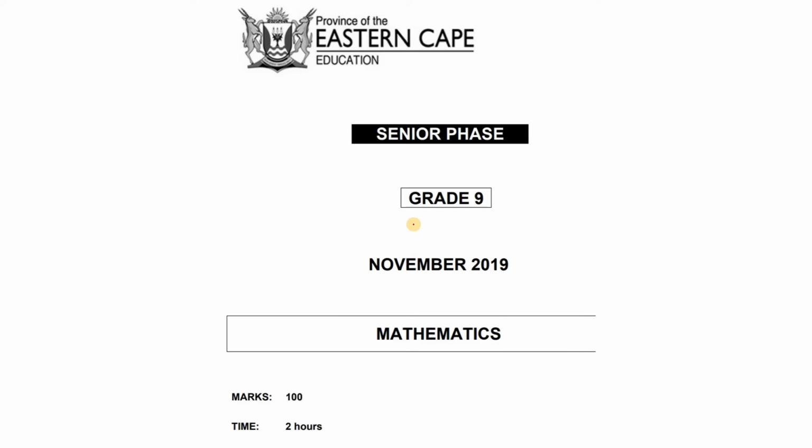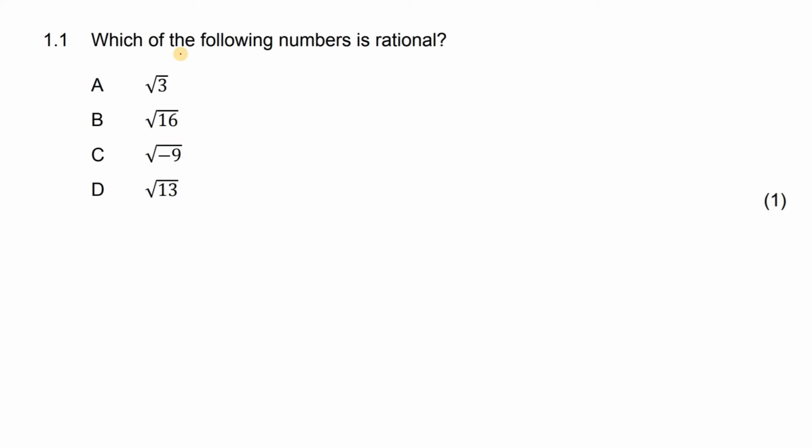Here we have a grade 9 November 2019 mathematics paper. It's going to have paper 1 and paper 2 content combined, and it's 100 marks and it should take around 2 hours long. Which of the following numbers is rational?